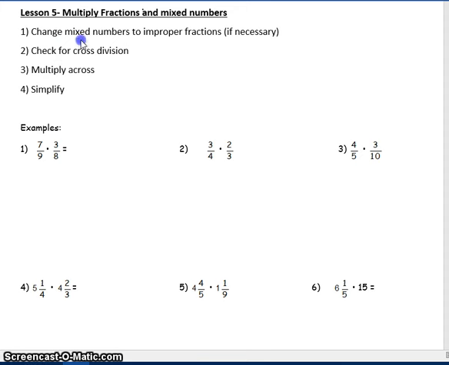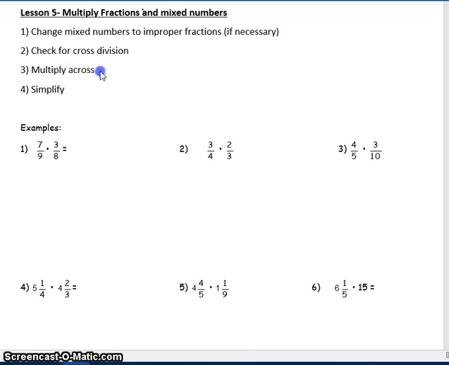We do want to realize that anytime we have a mixed number, we do have to change them into improper fractions first. Now remember, with adding and subtracting fractions, we do not do this. But with multiplying fractions, we do need improper fractions. Okay. Cross division. Cross division is your friend, people. Get used to it. It's going to help you out tremendously, not even now, but simply as you move forward as well. Multiply, cross, and simplify.